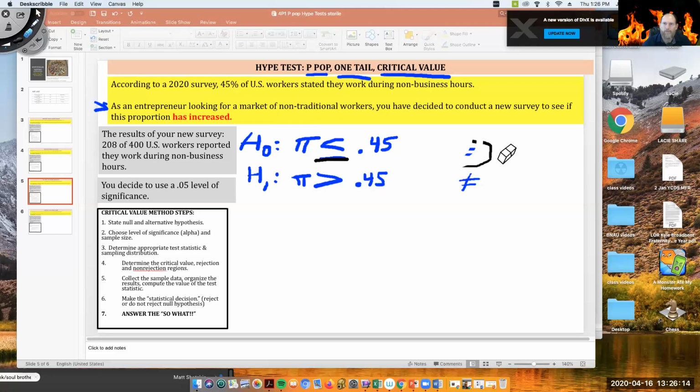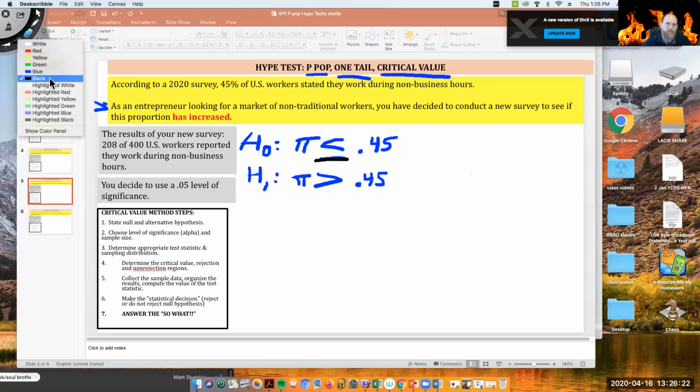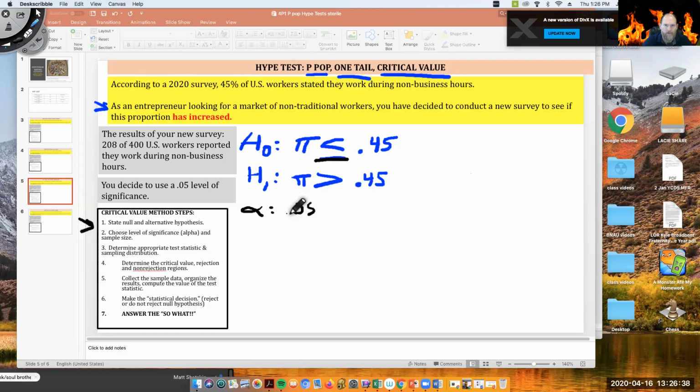Okay? So we've done step one, which is one of the biggest differences between the two-tailed and the one-tailed. We'll stick with black. Okay, cool. Step one, we've accomplished that. Step two, choose a level of significance and sample size. We have an alpha of 0.05. We have an N of 400. That hasn't changed. Since we're messing with N, we know by now, we've memorized it, that P equals 0.52.